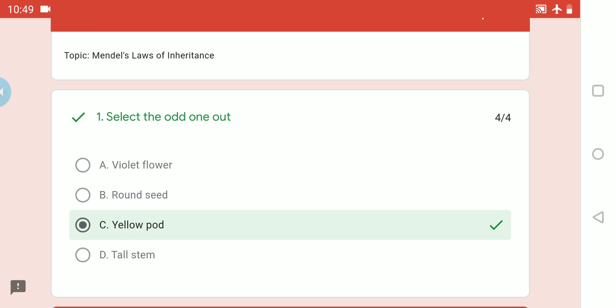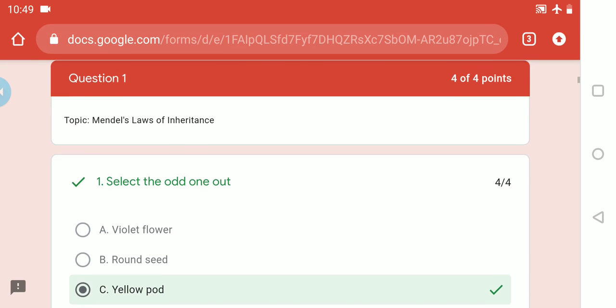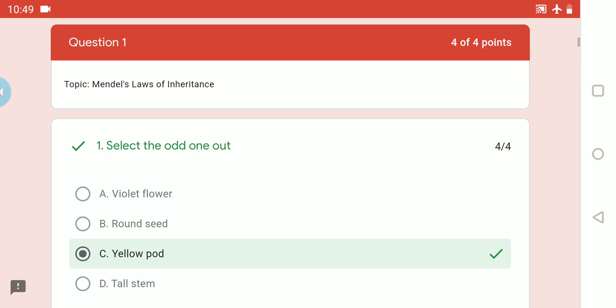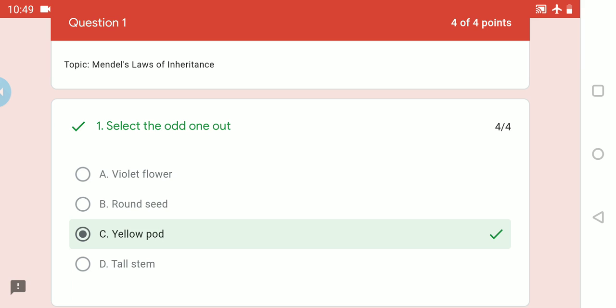Today, we will continue with respect to the competitive part, that is nothing but the NEET or CET questions. Okay, so let's start the discussion with the competitive part. In that, first question: select the odd one out of these four, whatever options they have given.